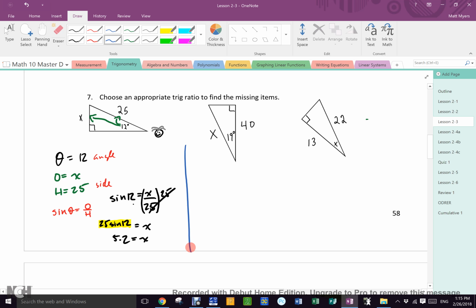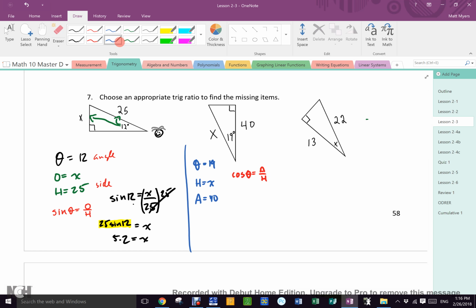What do I know in this triangle? I got theta, and it's 19. Once I have theta decided, now I name the rest of my triangle. What do I know? I know my hypotenuse is x. What else do I know? My adjacent is 40. What uses A and H? Right. Cos theta equals A over H.